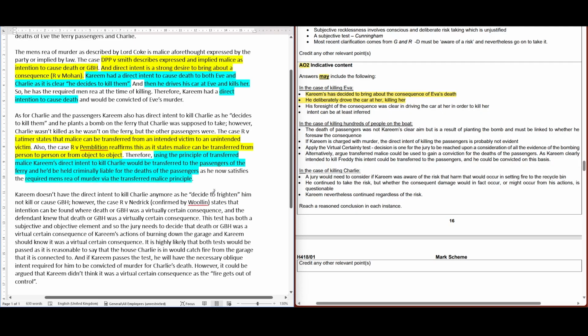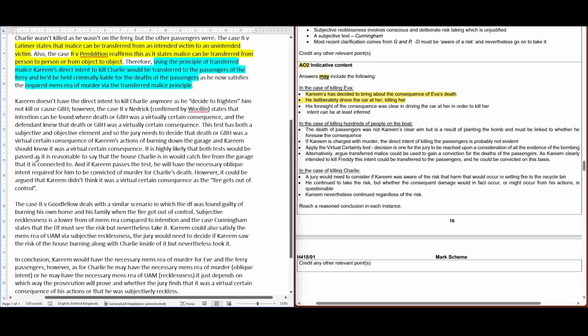Now, I'd say this is probably worth 1 mark because he could have developed his point. He could have said that arguably oblique intent could also be used to convict Kareem of the offence. Some counter arguments at the end will also boost his AO2 marks. And then let's not forget this bit at the beginning here as well. So here he states he had direct intent, and that would be the 2nd mark for the AO2.